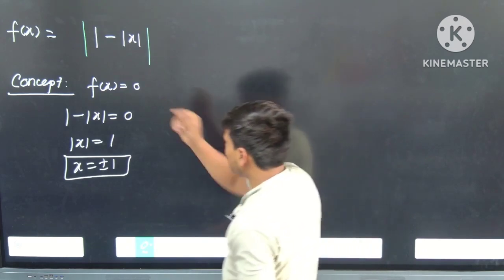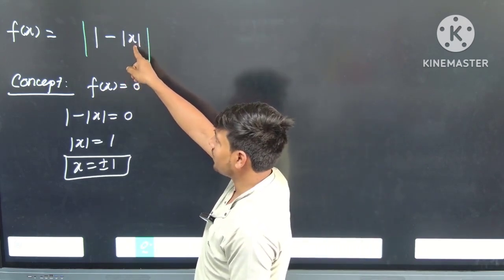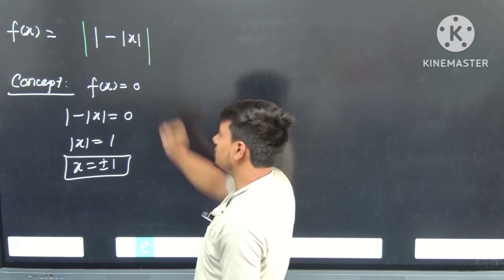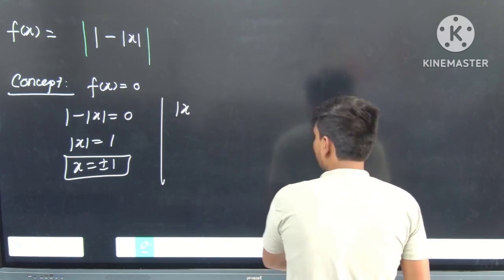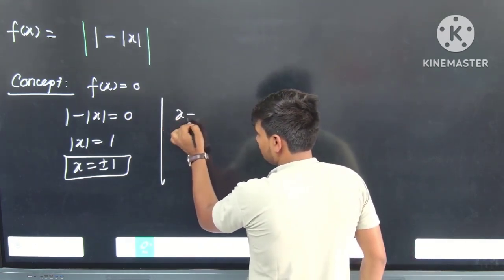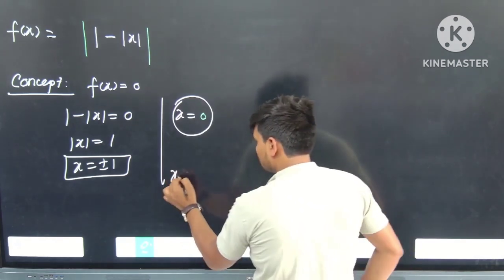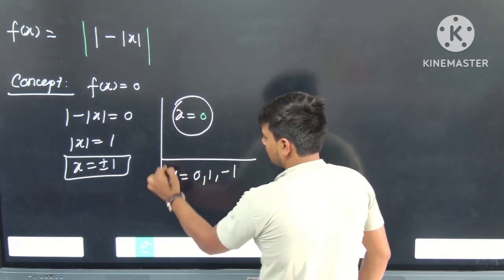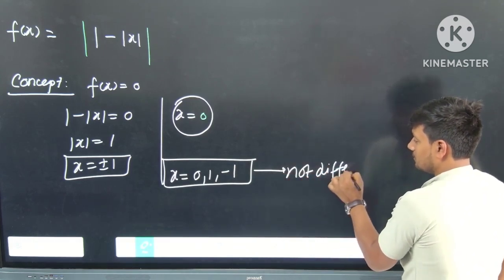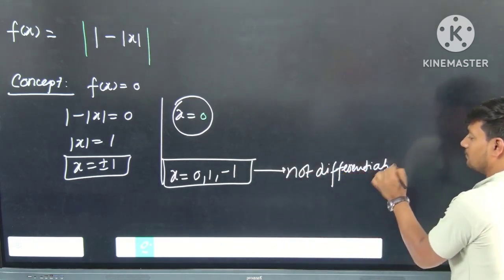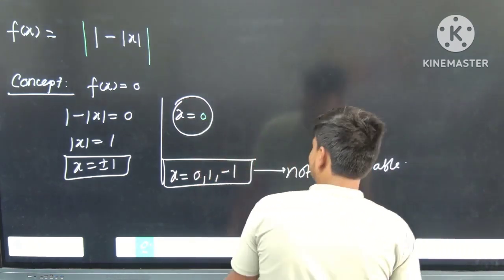But if you see, there is another modulus, that is mod x. And we know that mod x is not differentiable at x equal to 0. So when x equals 0, the function is not differentiable. So we got 3 points, x equals 0, 1 and minus 1. So this function is not differentiable at x equal to 0, 1 and minus 1. This is the concept method.